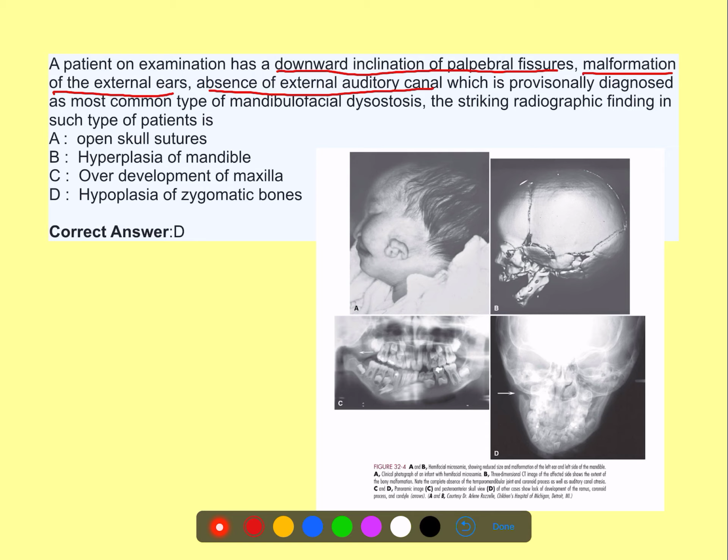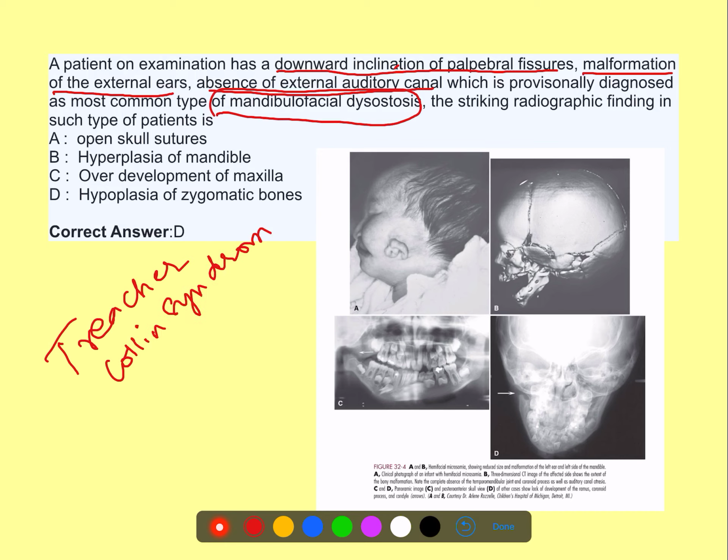Then you will ask the patient to go for radiographs, and in the radiographs you will find a finding which is more characteristic or a striking feature of this syndrome. So you have to see that downward inclination, malformation of external ears, and absence of external auditory canal is the clinical feature of Treacher-Collins syndrome, and it is the most common type of mandibulofacial dysostosis. In Treacher-Collins syndrome, if you advise a radiograph, the most striking feature is zygoma bone hypoplasia. That means in these patients there are hypoplastic zygomas. See here, you can see zygoma hypoplasia.